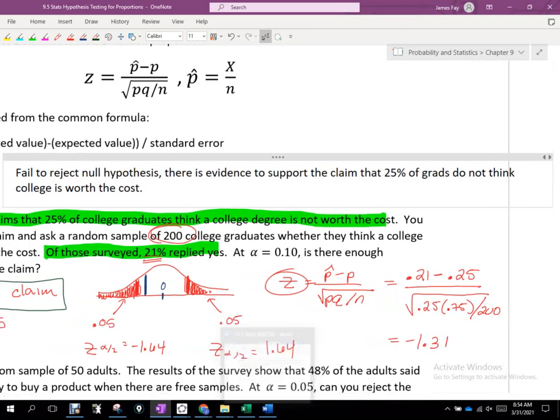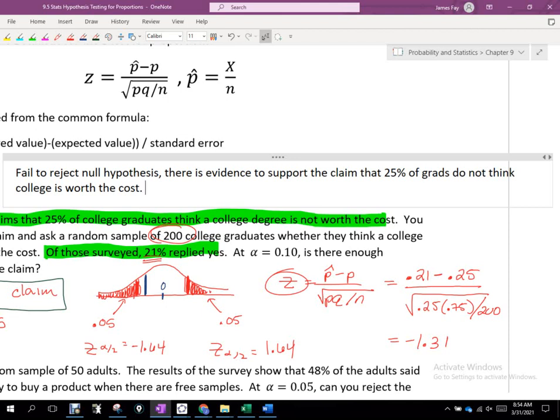Okay? Fail to reject the null hypothesis. There is evidence to support the claim that 25% of grads do not think college is worth the cost. Does that kind of make sense? Okay? So basically what we're saying there is that we've got this 25%.